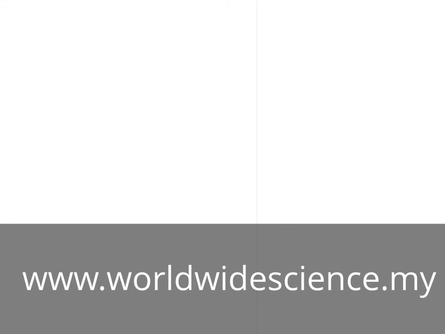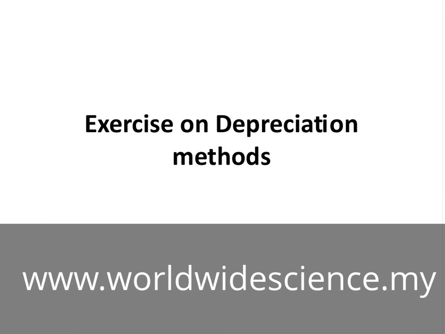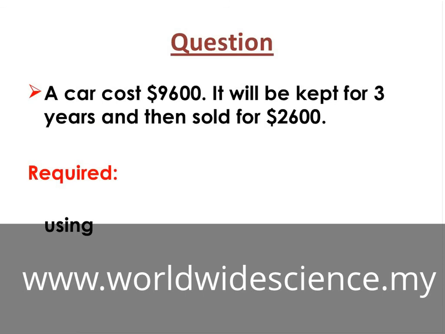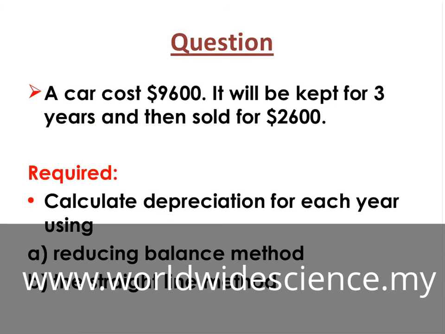Ah, here it is, I found it. This is the exercise on depreciation methods. Here is the question given to you. A car costs 9,600. It will be kept for 3 years and then sold for 2,600. So the company is going to buy a car for 9,600, and use it for 3 years only, and then sell it for 2,600. It requires calculating depreciation for each year using the reducing balance method and the straight line method.